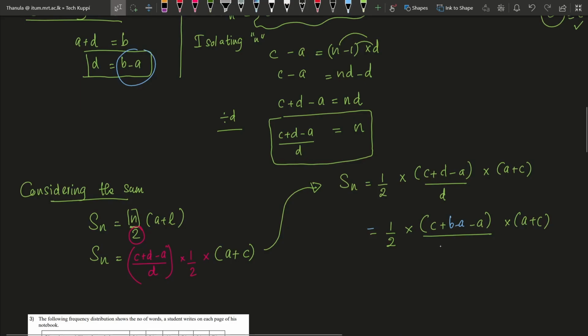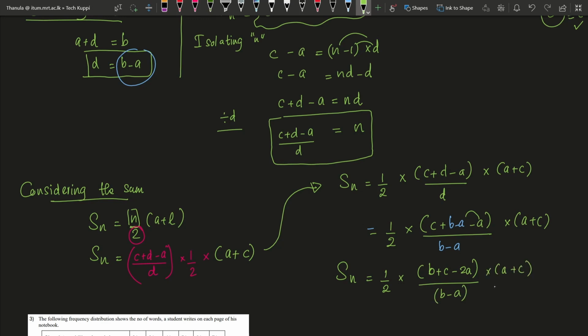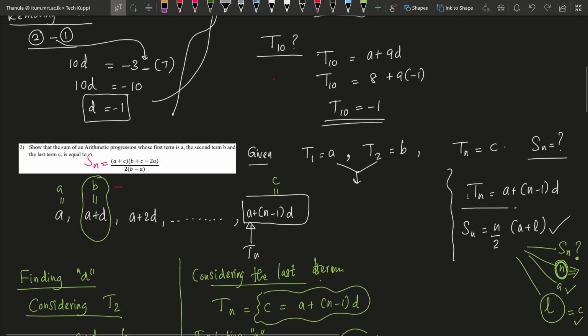Right, let's insert values. It's b minus a again. So by combining all, Sn is equal to half into, now minus a becomes minus 2a, right? So yeah, we can write b plus c minus 2a, here b minus a, here a plus c. That's the answer we want, right?